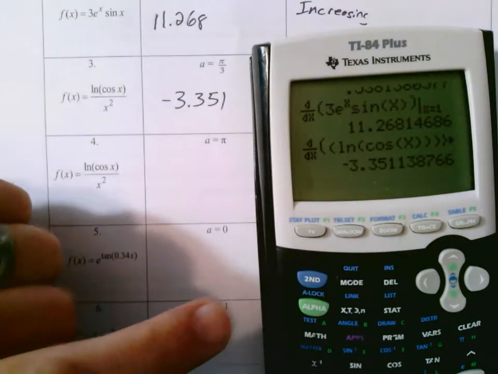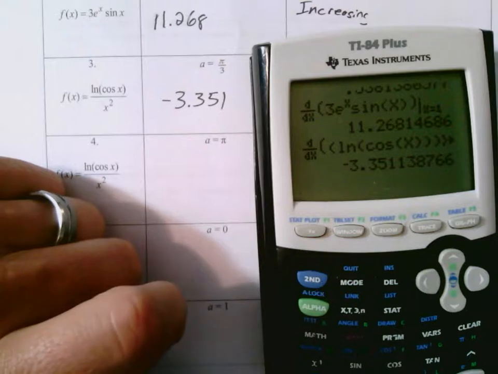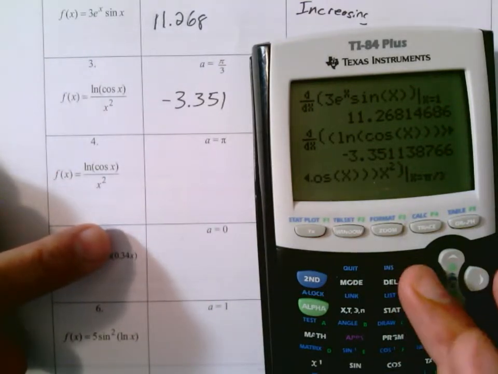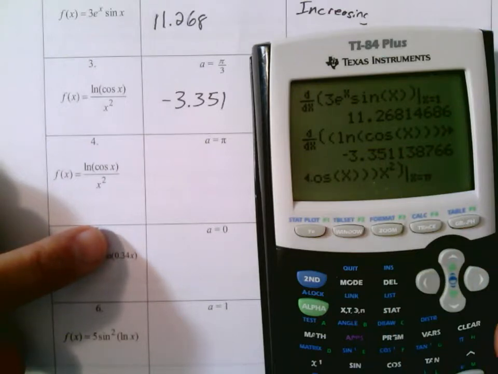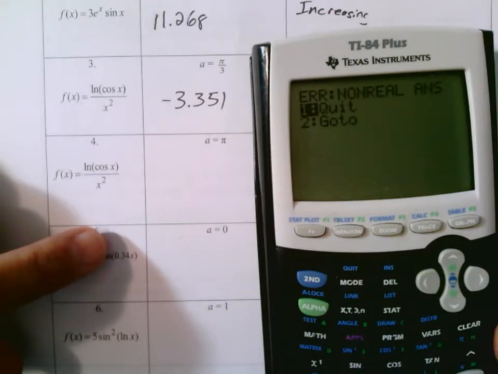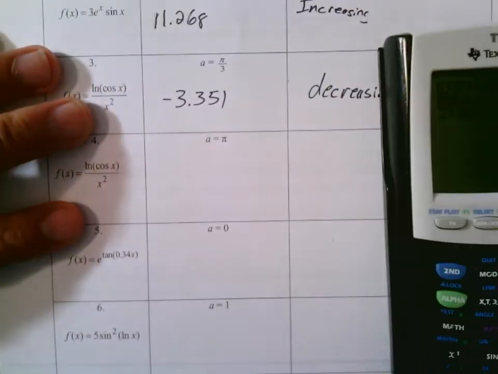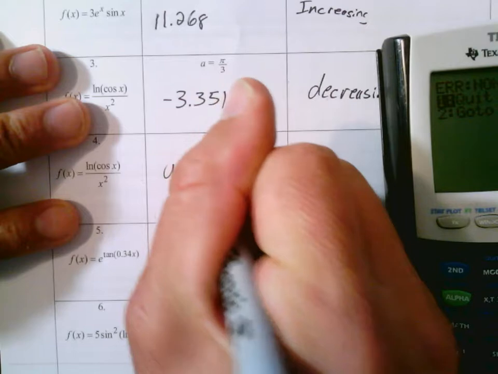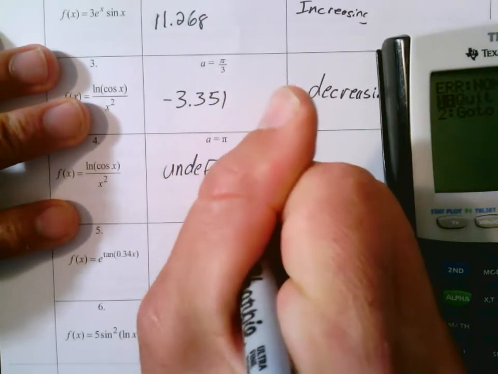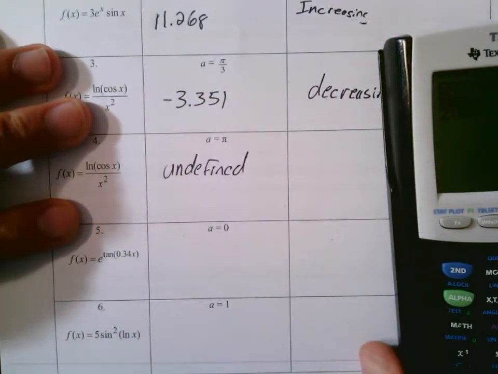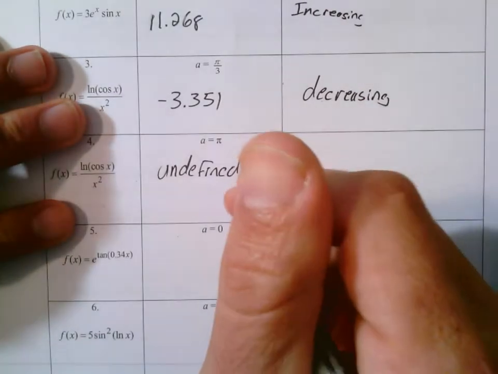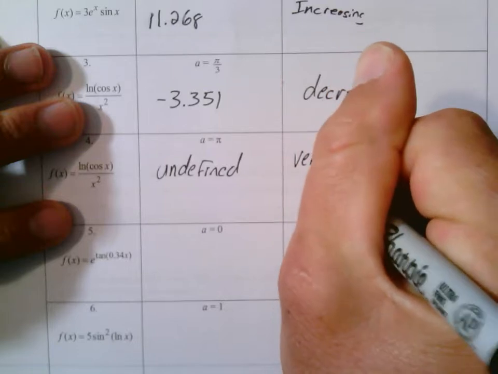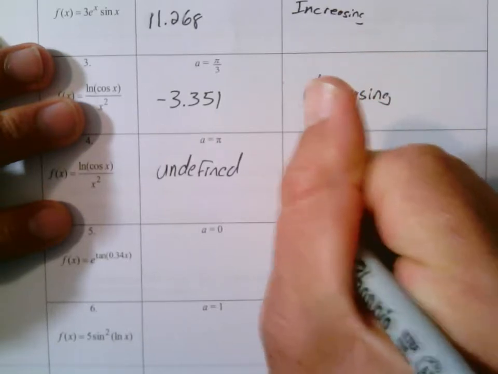Same function. Pull up the same thing you just typed in. Second, enter. This time I'm going for pi. Non-real answer. What do you think that means? This means undefined. We are looking at slopes, and when our slope is undefined, that means it is a vertical line. So here we have a vertical tangent.